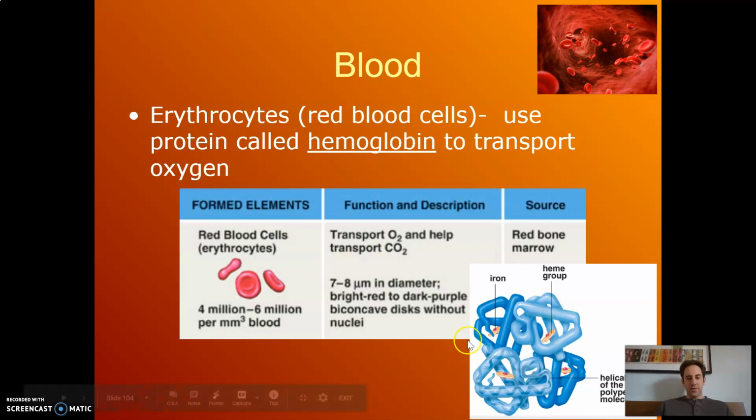And the way they do that is with this protein right here called hemoglobin. Hemoglobin has 4 what are called heme groups, and in the middle of each heme group, kind of represented by that red dot, is iron. And what happens is an oxygen molecule is able to bind to each of these 4 heme groups. So every molecule of hemoglobin carries 4 molecules of oxygen. And so obviously the red blood cells are loaded with this hemoglobin protein and therefore can carry lots and lots of oxygen.